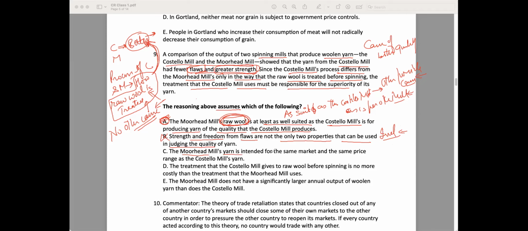The Moorhead Mill's yarn is intended for the same market. Again, we are not talking about the purpose. We're talking about quality being better. What is the cause of the quality? The treatment that Castello Mill gives to the raw wool before spinning is no more costly. Cost is not a factor. We're not talking about cost. We're simply asking what the cause of better quality is. The Moorhead Mill doesn't have a significantly larger output. Again, we're not talking about quantity. We're talking about quality. Again, irrelevant. Understood, everyone? Any doubts, any questions out here? Let me know.